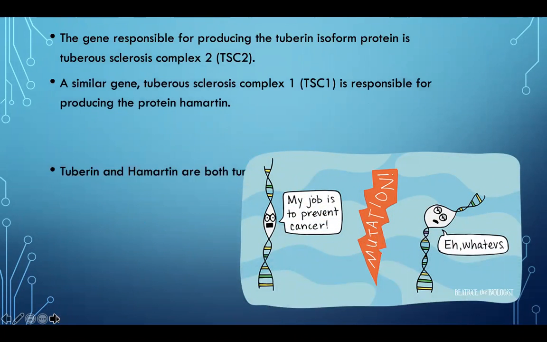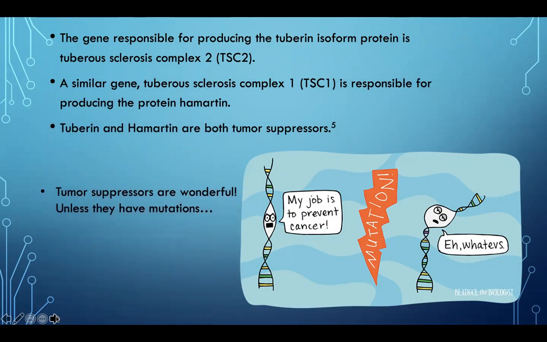So the gene responsible for producing the tuberin isoform protein is tuberous sclerosis complex 2, TSC2 for short. A similar gene, tuberous sclerosis complex 1, TSC1, is responsible for producing the protein hamartin. Tuberin and hamartin are both tumor suppressors.